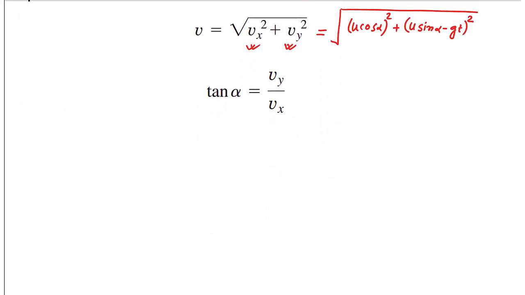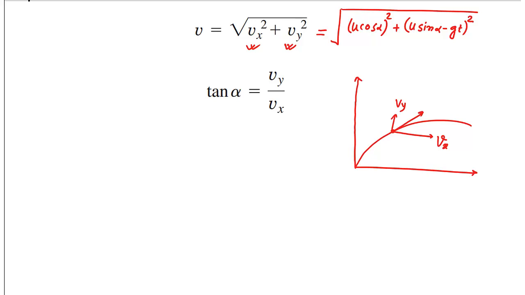You can also calculate the angle alpha. So this is your projectile, and at a certain point of time this is your x velocity, and this is your y component of velocity, and this is your total velocity at any given point of time. Then you can calculate this angle alpha at a certain point of time. So this will be simply vy divided by vx, and this will give you tan alpha. So in this case I can write tan alpha is equal to vy, that is u sin alpha minus gt, divided by vx, that is simply u cos alpha.